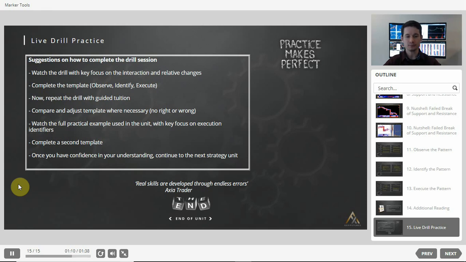Now, before we move on to the end of the unit, real skills are developed through endless errors. That is a summary of this entire course. It's a philosophy I believe to be probably one of the three most important philosophies, not just in trading but in life. Okay, it's through trial and error that we're ultimately going to become better versions of ourselves, better traders, and more effective.